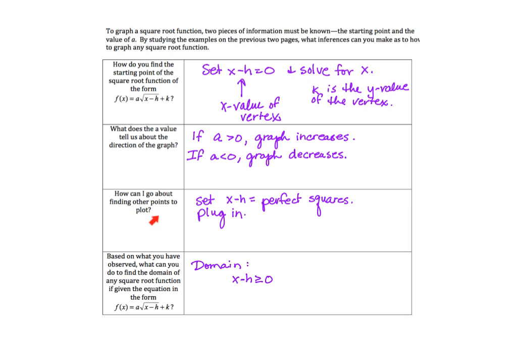How can I go about finding other points to plot? We're going to set x minus h equal to perfect squares. We're going to solve for x and then plug into our function. To find the domain, I'm going to set what's underneath my radical, my radicand, greater than or equal to 0.